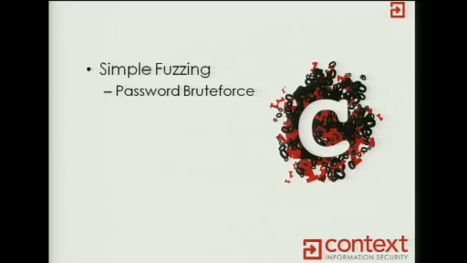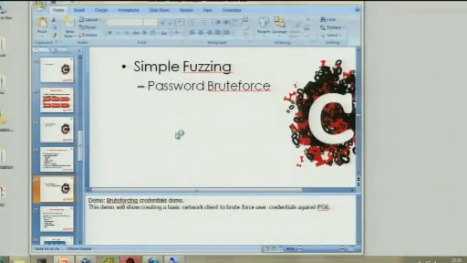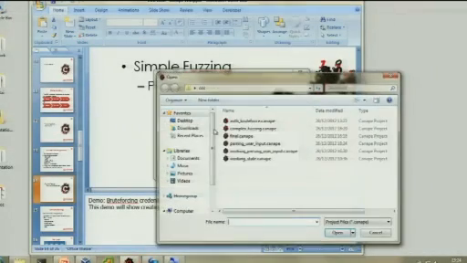So I want to quickly do a very simple fuzzing exercise. Perhaps I want to try and brute force the username and password. How difficult would that be to do in Canopy? So I've actually got one prearranged, hopefully.